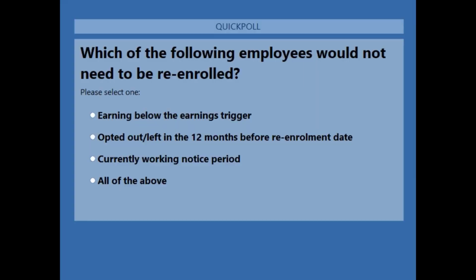Okay, so question 2 is, which of the following employees would not need to be re-enrolled? Employees earning below the earnings trigger, employees who opted out or left in the 12 months before the re-enrolment date, employees currently working their notice period, or all of the above. So which of the following employees would not need to be re-enrolled? Earning below the trigger, opted out or left in the 12 months prior to the re-enrolment date, currently working their notice period, or all of the above.